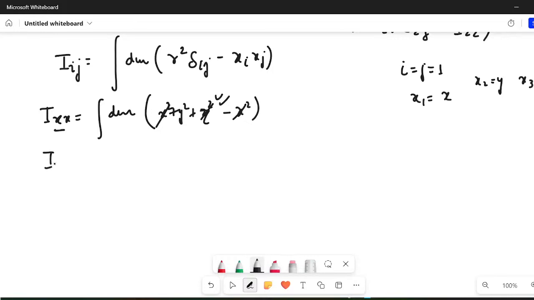What would be Ixy? Basically here i is equal to 1, j is equal to 2, so your Kronecker delta will go off. So you will get minus integral dm times xy.